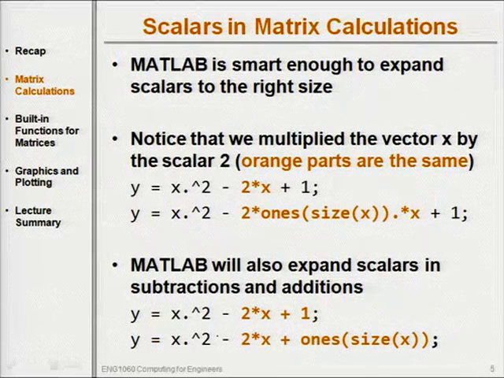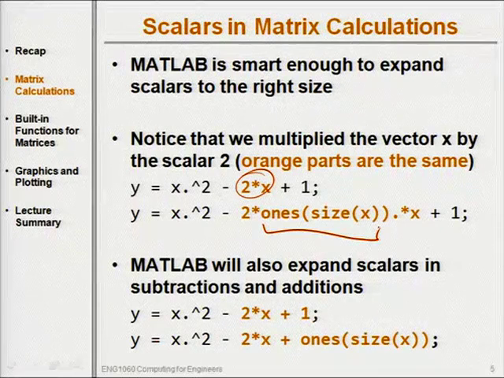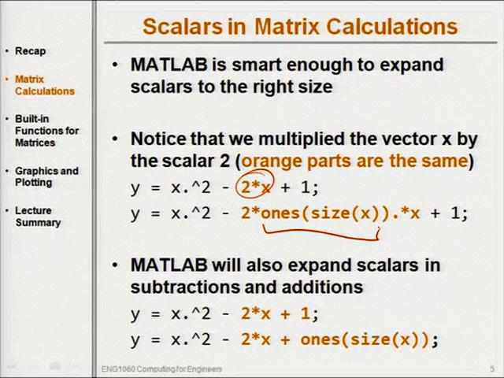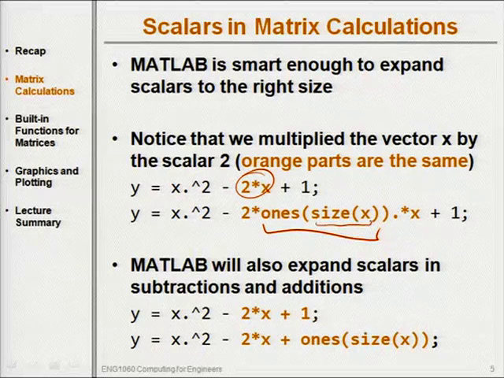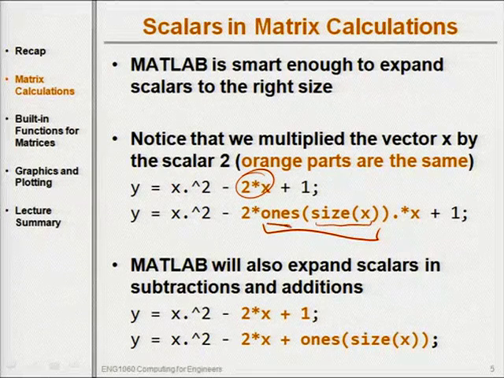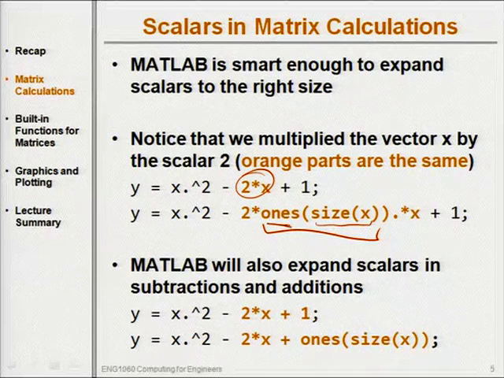Again, this is what we were talking about before, when you have scalars in matrix calculations. MATLAB is smart enough to expand the scalar. So when you're doing 2 multiplied by x, it's the same thing as, now this looks weird, but if you recall, size of x will give you the size of the matrix, how many rows and how many columns. Ones will create a matrix with all ones in it. So it's 2 times ones of the size of x.